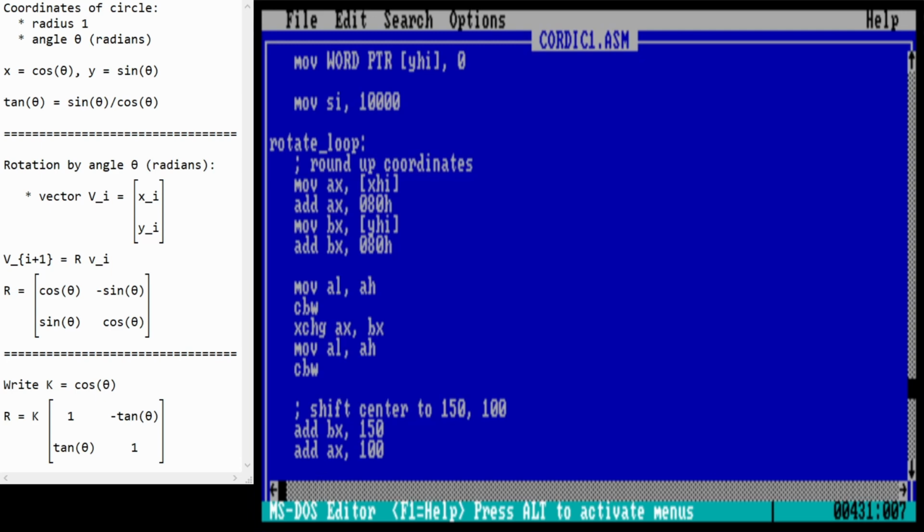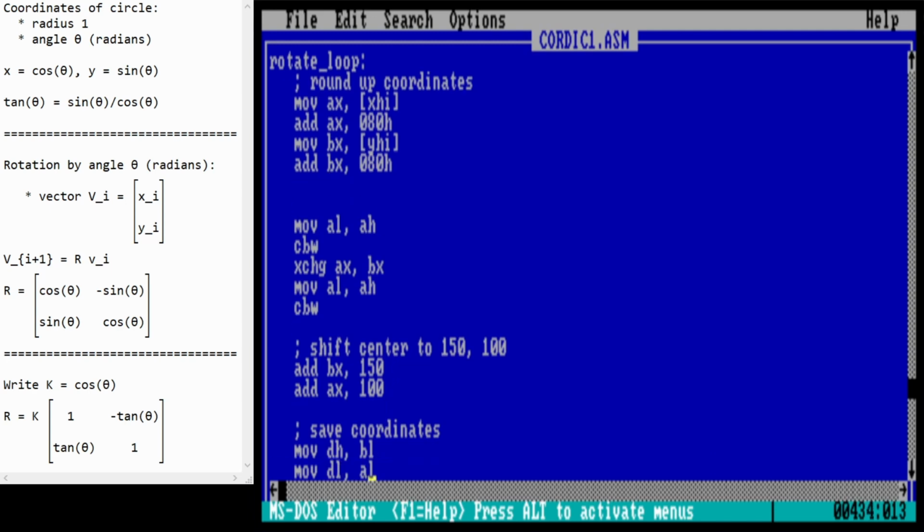Now, of course, we need to shift everything so that we can actually see the animation. At the moment, we have one of the endpoints at 0, 0, and the other point is going to be rotating about that, and so 3/4 of the time it wouldn't be even visible on the screen. So I shift everything to roughly the center of the screen by adding, well, I chose to use 150 and 100 to add to the coordinates. That'll move it to pretty close to the center, not quite actually.